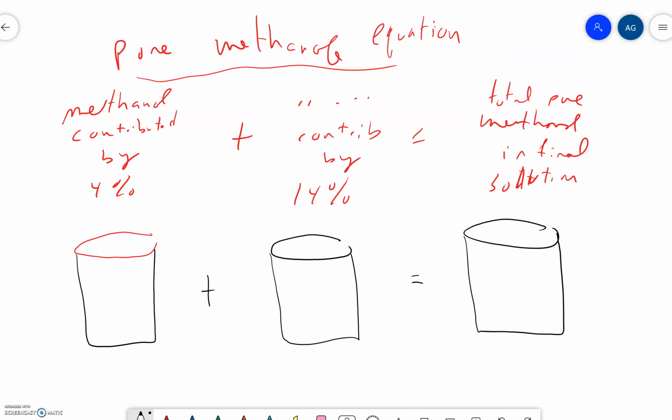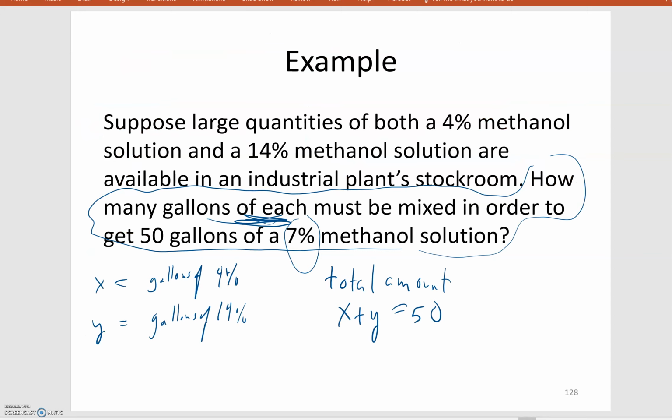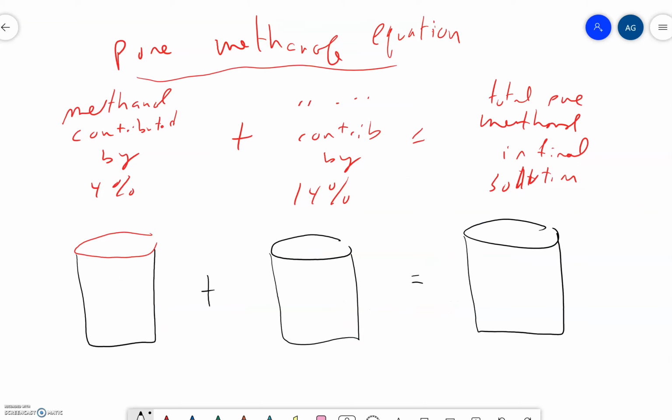Okay, so this is 4% plus the 14% equals the final. Now we know that in the final we want to get 50 gallons of 7%. So this total, let me put this in blue, total is 50 gallons. Now, that's not the amount of actual 100% methanol, right? How much actual pure methanol there is, let's say that's all down here at the bottom.